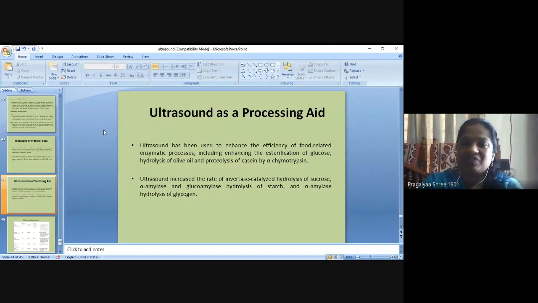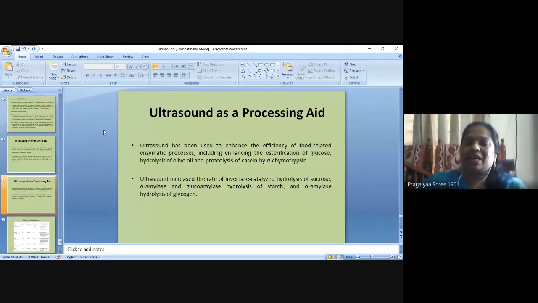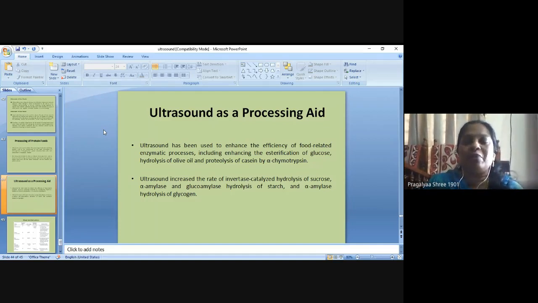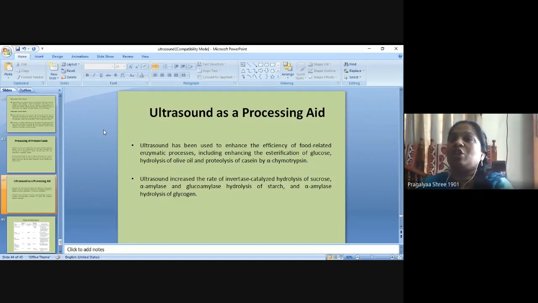Glucose can be esterified by using ultrasound treatment. So in all the cases, ultrasound plays a major role. It helps in enhancing the process. Ultrasound increases the rate of the invertase catalyzed hydrolysis of sucrose. So that means in sucrose hydrolysis, ultrasound plays a major role. And then alpha amylase and glucoamylase hydrolysis of starch and alpha amylase hydrolysis of glycogen are also possible by using ultrasound. So what is meant by alpha amylase and glucoamylase hydrolysis of starch?